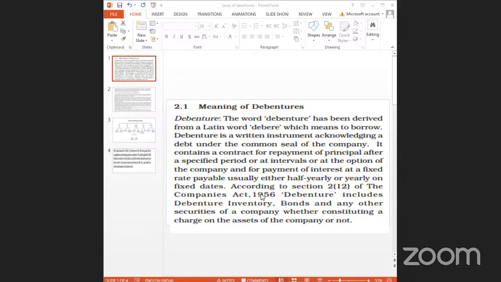Just like bank loans, even debentures are most probably secured ones. It means some kind of security is given to them, like a charge on fixed assets, or a floating charge on all the assets, including current assets, etc. So basically, debenture means a loan taken from the public, the general public.